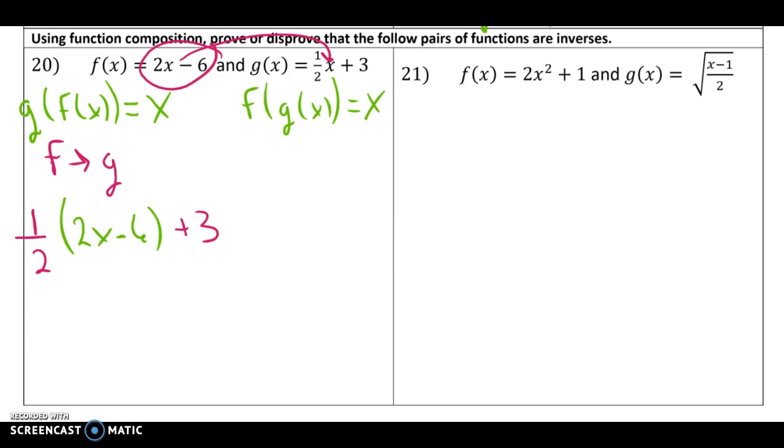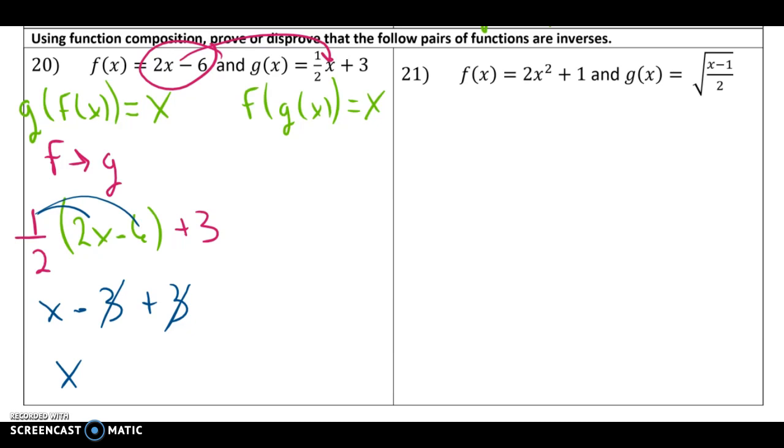So the first thing I'm going to do is just distribute this 1/2. So half of 2x is x. Half of 6 is 3. And then I still have the +3 that's there. And when I'm done, these 3's will cancel out, so I get just x.